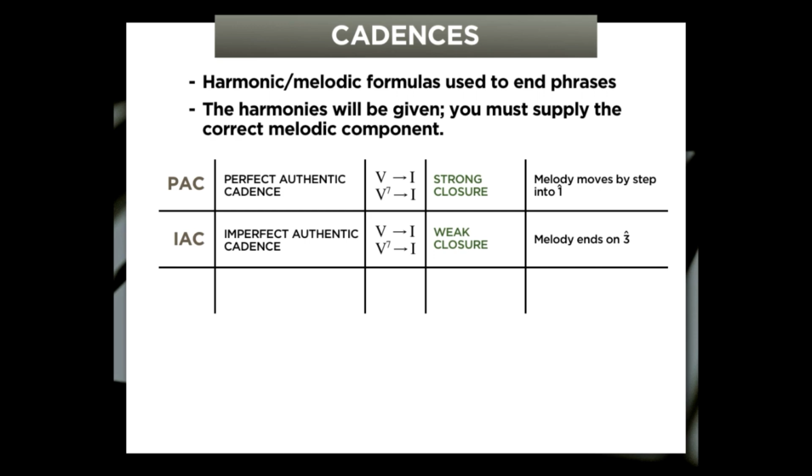It's called imperfect because we end on an imperfect interval, a tenth between the outer voices. We could also do this. It's closure, but it's weak closure.